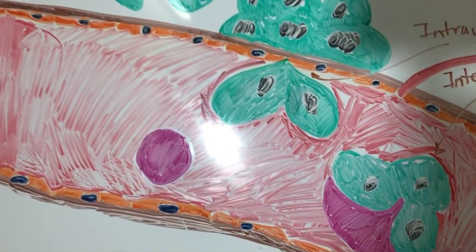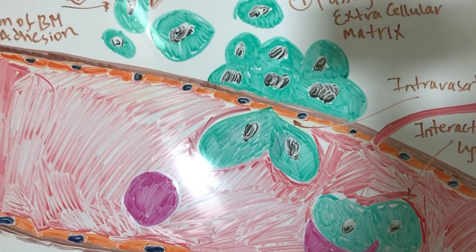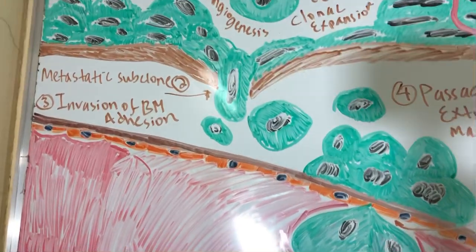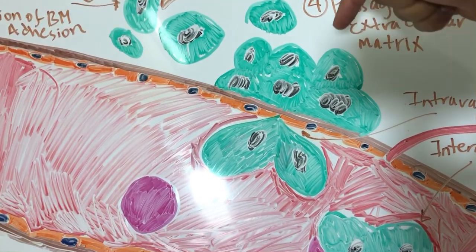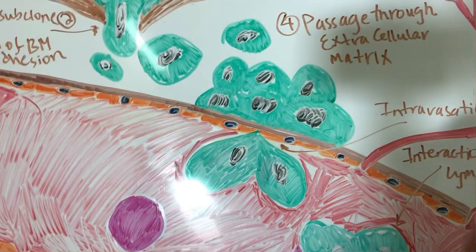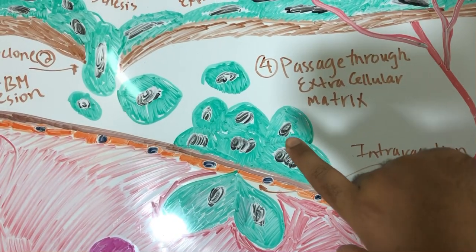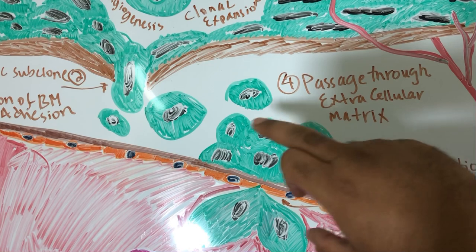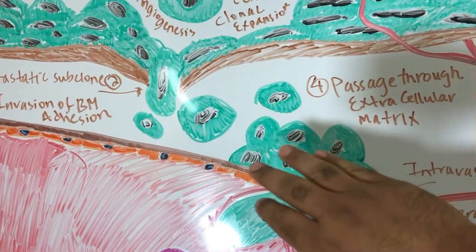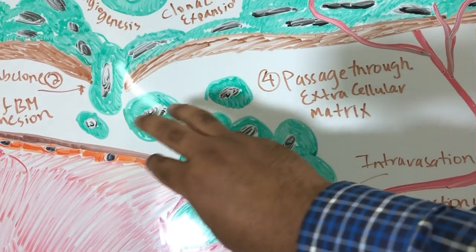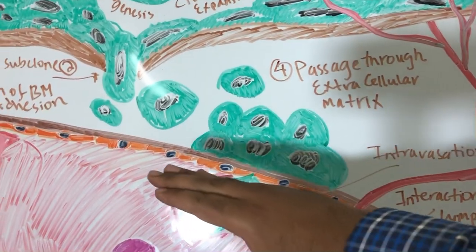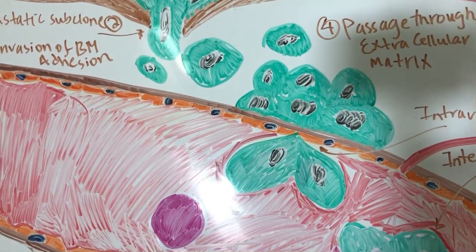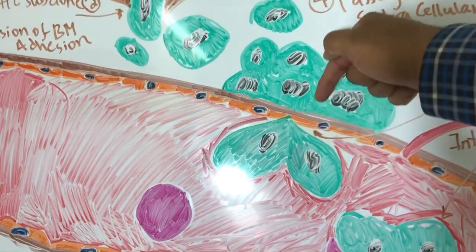So now blood vessels also have a basement membrane. So now those transformed cells did not only invade the basement membrane of the tissue, now they will invade the basement membrane of the blood vessels. As we said, adhesion will take place after the transformed cells, those metastatic subclones, pass freely through the extracellular matrix, this connective tissue, and successfully adhere to the blood vessels. And after they adhere to the blood vessels, they will start to invade the blood vessels.